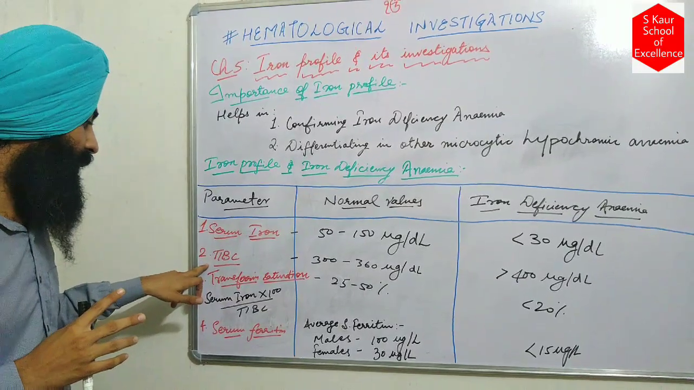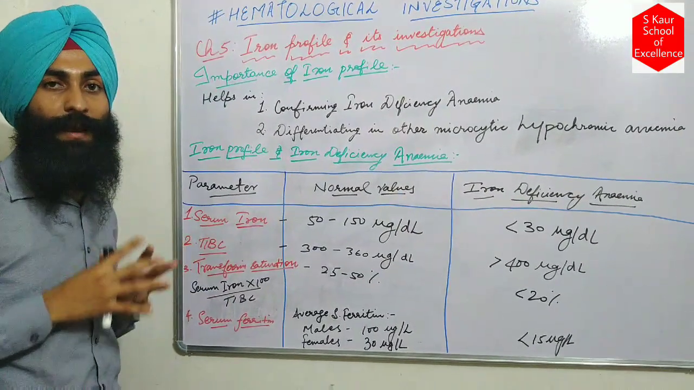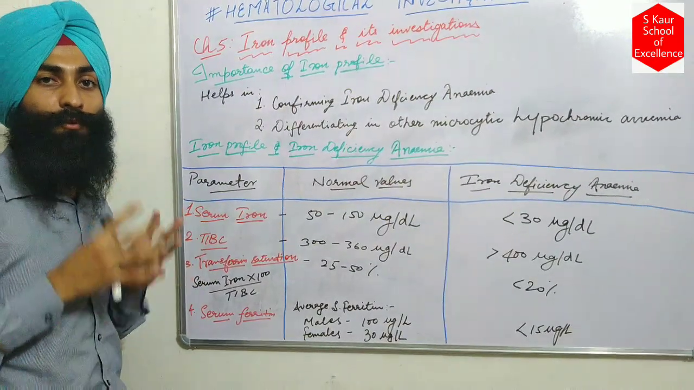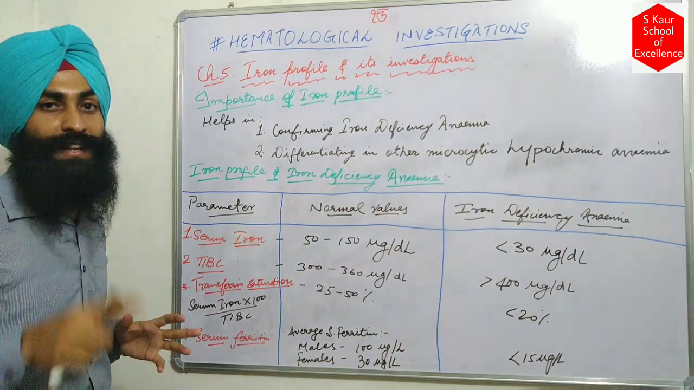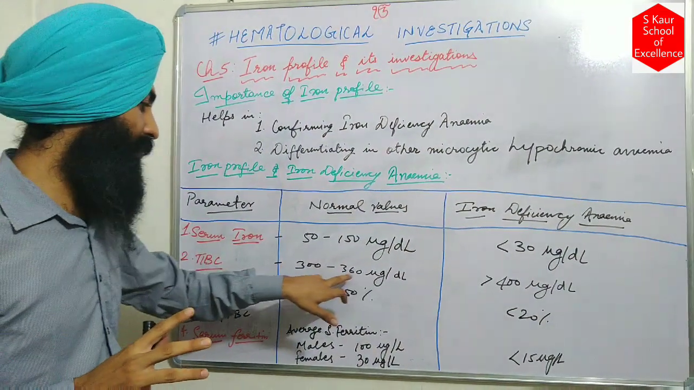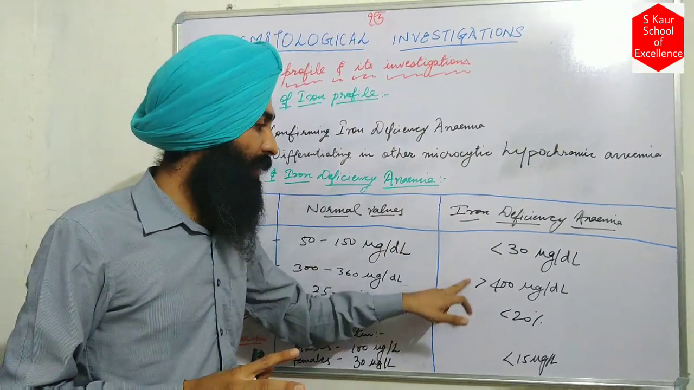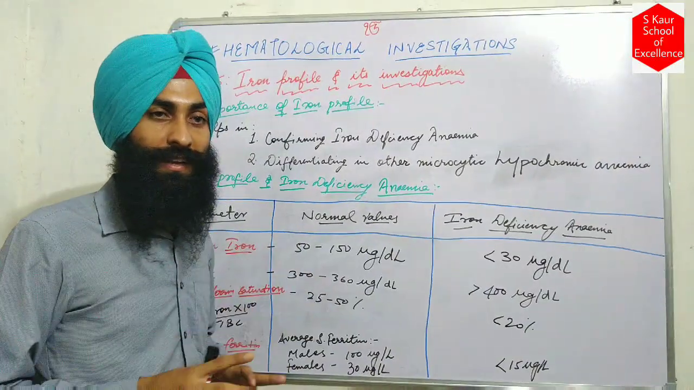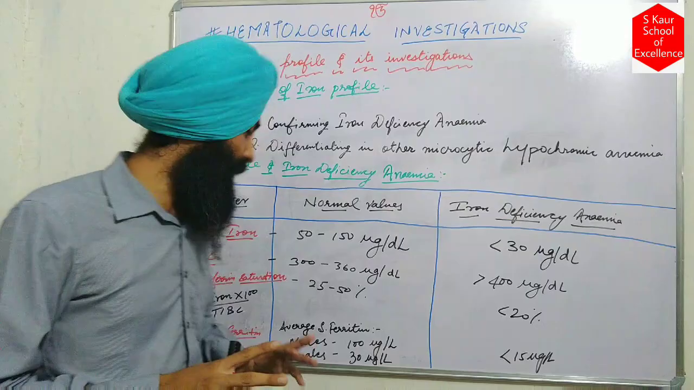Next one is TIBC. As we already seen, TIBC is what? Total iron binding capacity, or it is the protein transferrin to which the iron is combined circulating in the circulatory system. That is normal value 300 to 360 microgram per deciliter. And in iron deficiency anemia, its value increases, that is more than 400 microgram per deciliter.